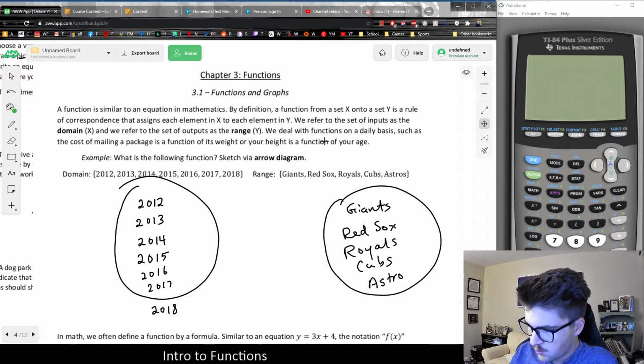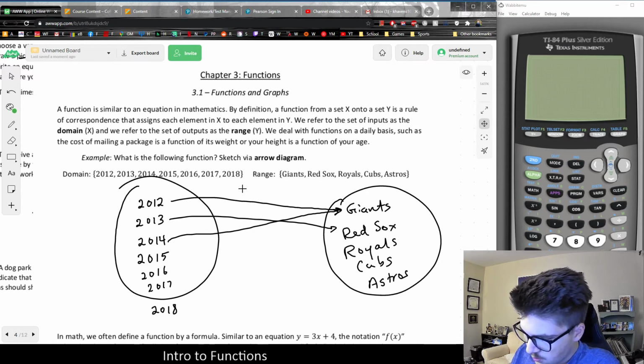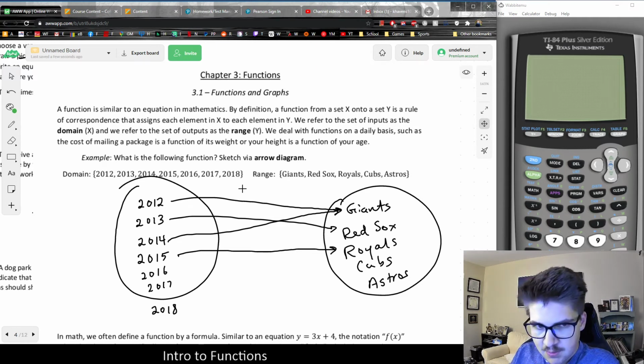And basically, we would draw an arrow which would illustrate the correspondence from each element of the domain to each element of the range. So, and this is something you probably don't know, and I hope I remember this correctly, but in 2012, the Giants won the World Series. In 2013, the Red Sox. 2014, the Giants won once again. 2015, the Royals won. 2016, the Giants won again, I think, or was that the year the Cubs won?